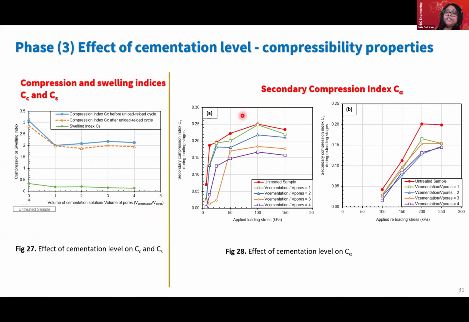And then we looked into the effect of cementation and the properties of the soil. Now we are looking into the effect of cementation with respect to the volume of concentration solution and the volume of pores. With this ratio, we started with 0 when we didn't consider any bioslurry effect, then 1, 2, 3, 4. These parameters are selected based on the literature and previous research in this area. We also see the impact clearly in both the compression and swelling indices and the secondary compression data.